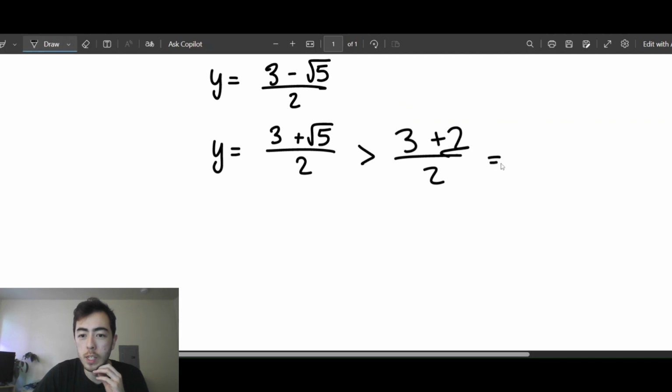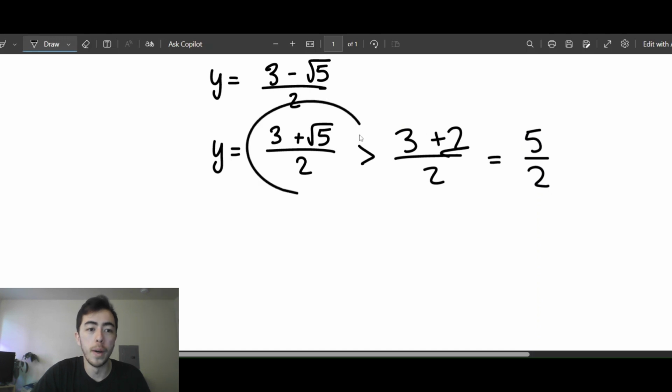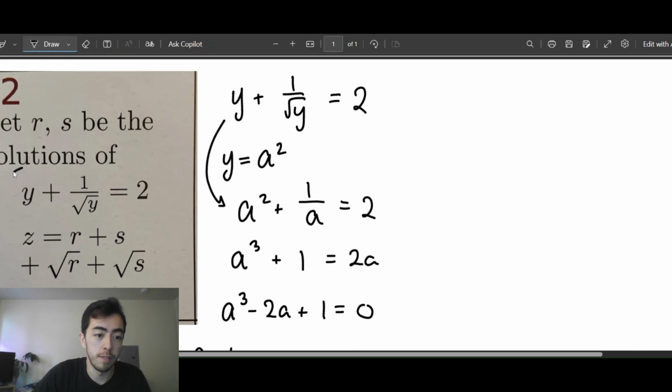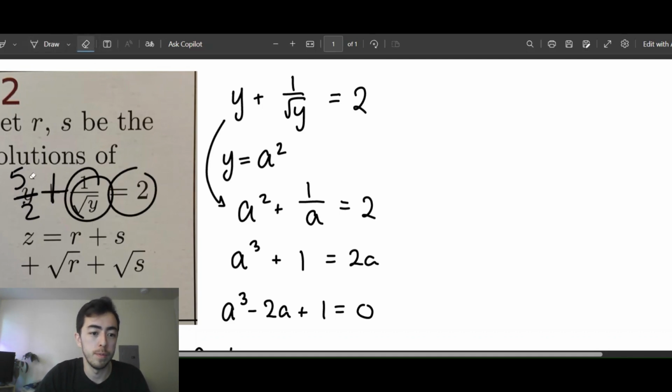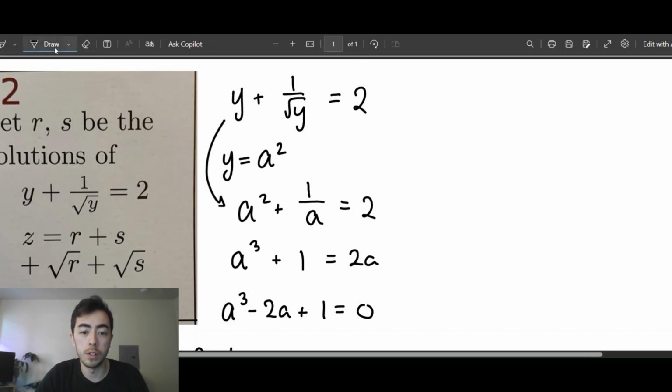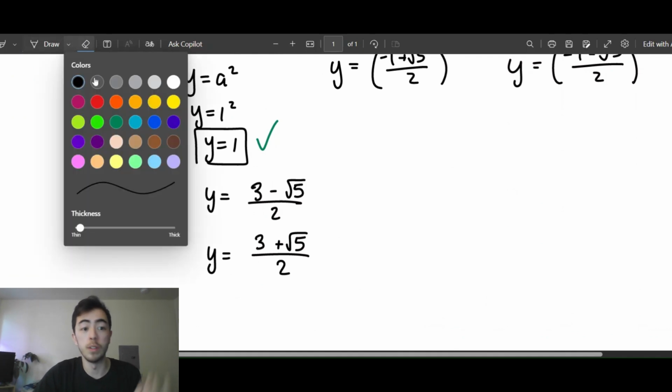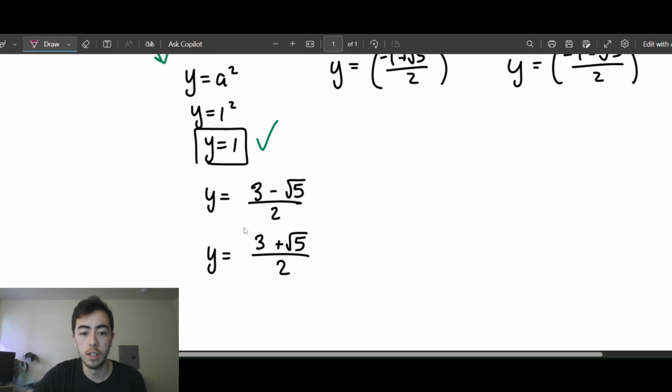And this is equal to 5 halves, right, over here. So this number must be bigger than 5 halves, and it's also positive. So once I plug in something like 5 halves, which is like 2.5, and I add some positive number, that's going to be way more than 2. So that second solution is just too big. And I can cross this one out because it doesn't actually solve the original equation at hand. So this is too big.